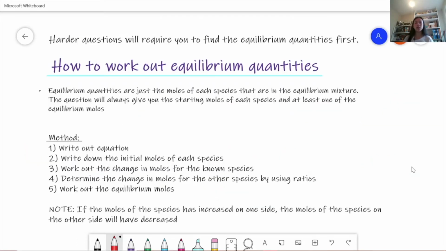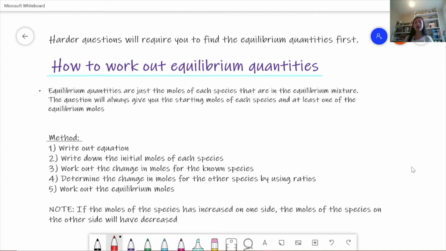Harder questions will require you to find the equilibrium quantities yourself first. So I've bullet pointed how to work out equilibrium quantities. Again, equilibrium quantities are just the moles that we have of each species in the equilibrium mixture, and the question should always give you the starting moles of each species and at least one of the equilibrium moles of either the reactants or the products in equilibrium.